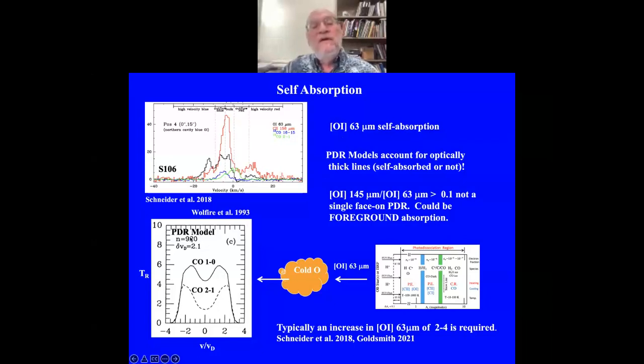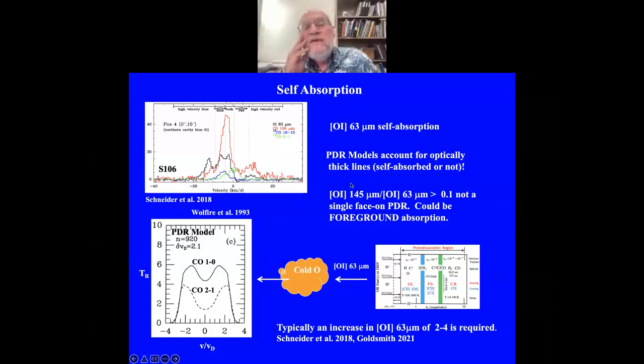Here's an example that I did some time ago for CO in a GMC. And for these conditions, we found that the CO 1-0 line and 2-1 line could be quite self-absorbed. And that's because at the edge of the cloud, the levels become depopulated, and so the surface layers are absorbing the CO line, which is produced deeper into the cloud.